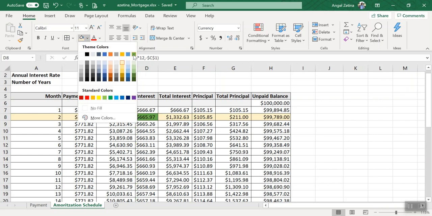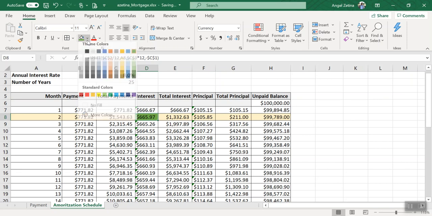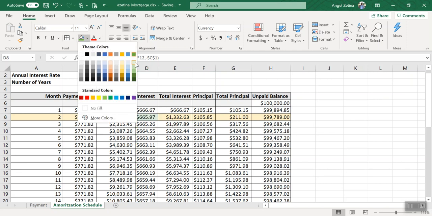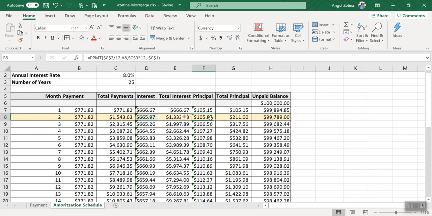Okay. Now notice that although we use the formula for this cell, let me highlight it here with a different color. Oh, that's too bright. And this cell, these two could have been found differently. So let me explain.